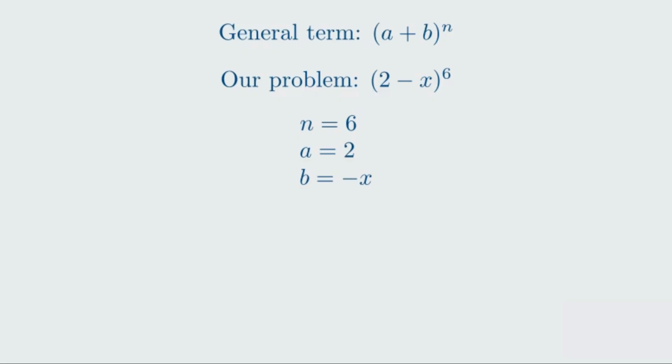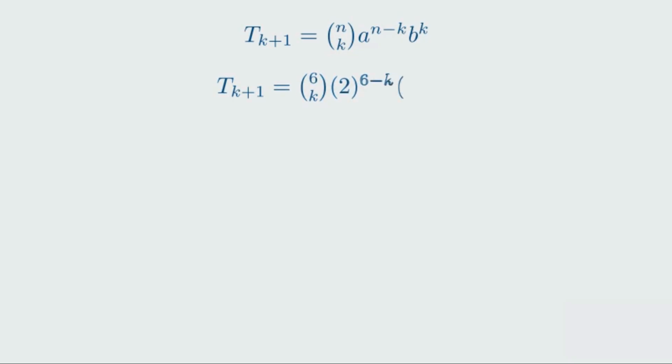Let's start with the coefficient of x squared. Our goal now is to find the coefficient of the x squared term. Let's use the general formula we saw earlier. We know n is 6, a is 2, and b is negative x. We need to find k. Let's substitute our known values into the formula. This gives us the k+1 term in our specific expansion. Now we can rewrite this to group the numbers and the x term separately. Remember that negative x to the k is the same as negative 1 to the k times x to the k. Rearranging the terms, we get this expression.